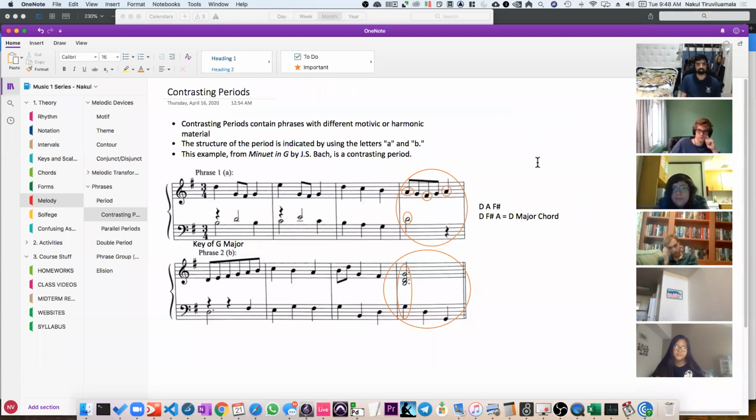Strong melodic statement. Right. Nice little incomplete kind of a weak cadence at the end, right? Contrast that with the next phrase.